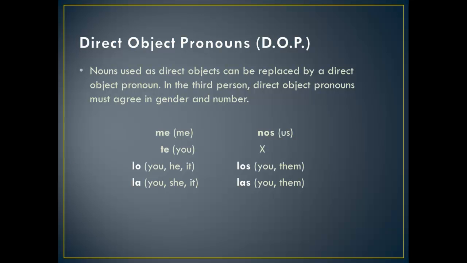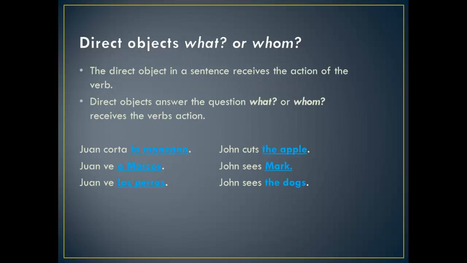Direct object pronouns, okay? These are pronouns used to replace the direct object in a sentence. So your direct object pronouns are me, te, lo or la, depending on if it's masculine or feminine, nos, and then los or las, again, if it's masculine or feminine. All right. They answer the questions what or whom. All right. So it receives the action of the verb.